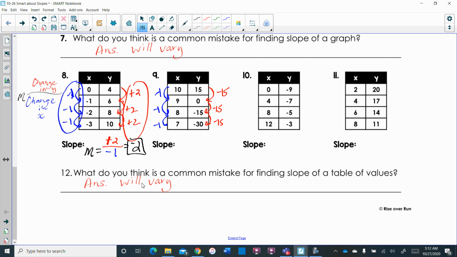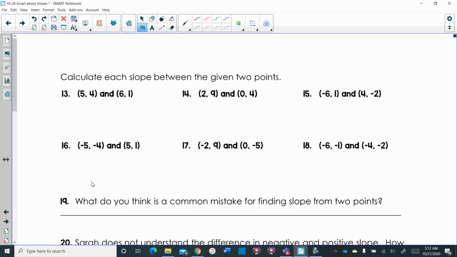And then again on 12, they want to know what would be a common mistake of finding the slope on a table. You put it in your ways. What do you think a type of mistake or how difficult these might be for you? And these can vary, your answers here. So then you got the back.